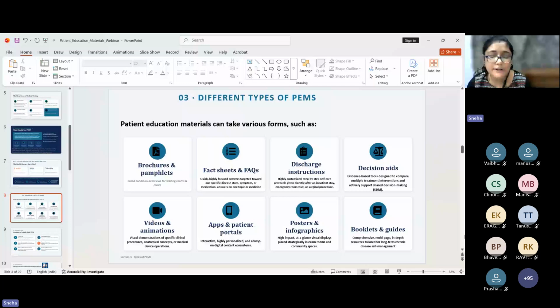There are different interactive patient apps, highly personalized ones, and always on digital content and ecosystems.